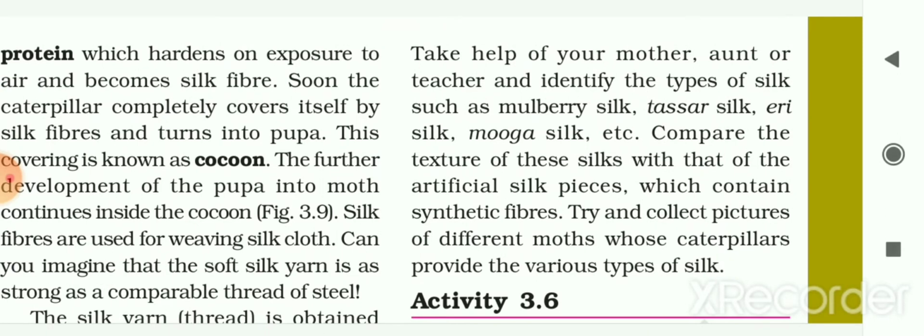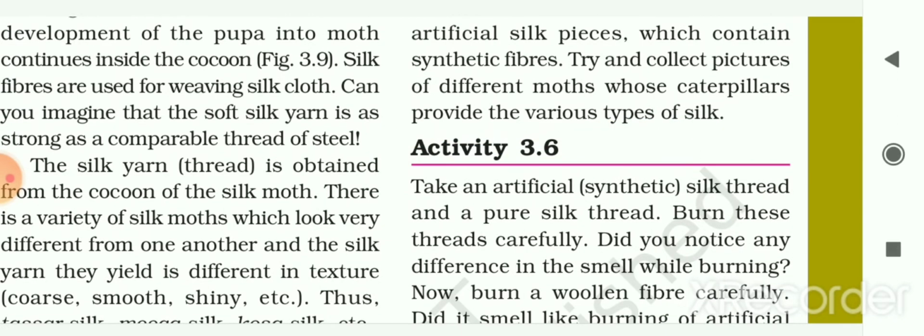Then after, take help of your mother and identify the types of silk such as mulberry silk, tussar silk, eri silk, muga silk, etc. And compare the texture of the silk with that of the artificial silk pieces, which contain synthetic fibers. And try and collect pictures of different moths whose caterpillars provide the various types of silk. So after doing this activity, you will find that each silk cloth of various types has different characteristics.